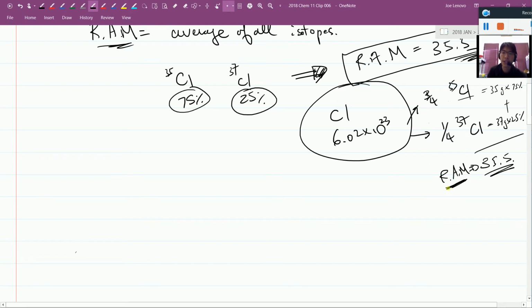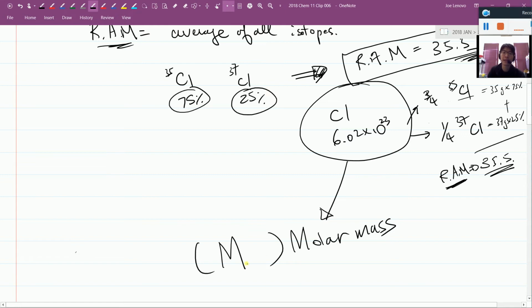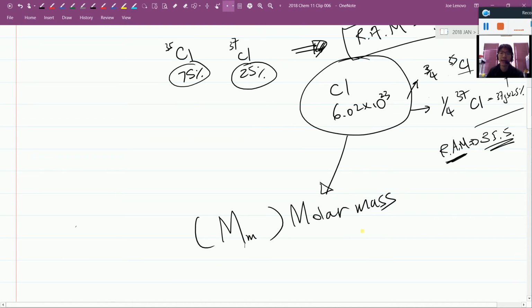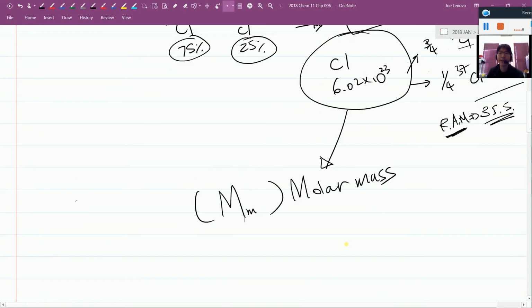We're going to change the RAM into another name. We call it molar mass. Molar mass has the symbol of big M. Some people say big M, little m, because later on in the course you will find something quite confusing, as you have another term that uses big M as well. So M is a very commonly used symbol in chemistry, and sometimes it's quite difficult to realize which one is which.